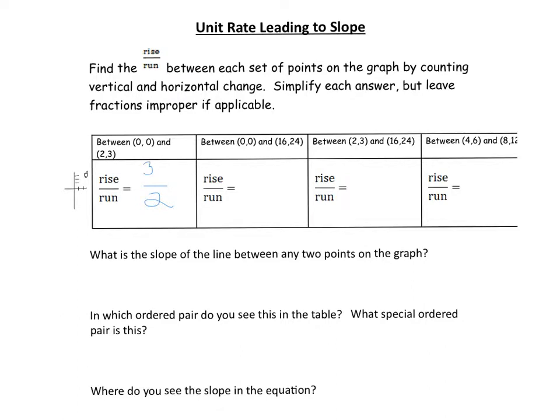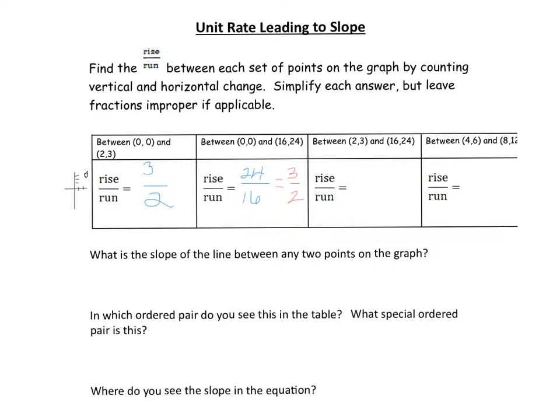Let's take a look at the next one. To get from 0, 0 to 16, 24. Notice that these are all points that are included on the previous page with our lemonade recipe. So to get from 0, 0 to 16, 24, I would go up 24, and I would go over 16, right? I do know I can simplify this. I can simplify it by 8, and I get 3/2.